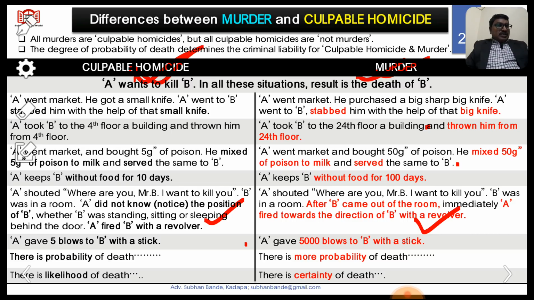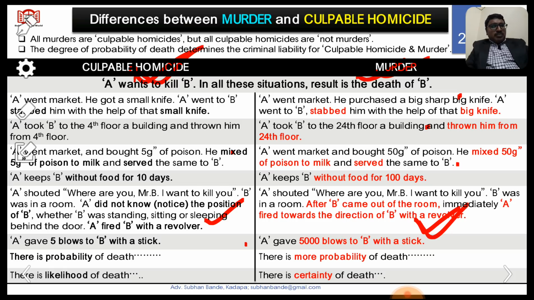In the second condition, Mr. A knew the current position of Mr. B. He rushed out from the room in a standing position, in a walking position. He fired towards the direction of Mr. B. He fired at the head of Mr. B. He knew the exact position. This point differentiates the act as murder, not as culpable homicide, under this condition.